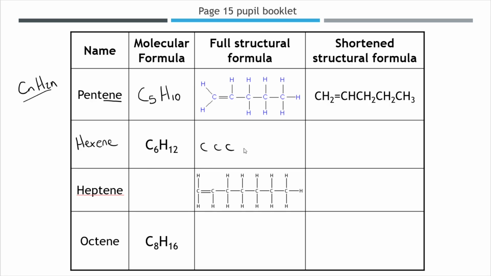We'll pop in our 6 carbons, making sure that we have one double bond, and then between the other carbons just single bonds. And we'll go ahead and fill in the rest of the structure to make sure that every carbon has 4 bonds, and put hydrogens on the end of these open bonds. So there is hexene, the full structure. Remember, our full structure, we show every single bond. Shortened structure, like I said, we need to shorten it down.